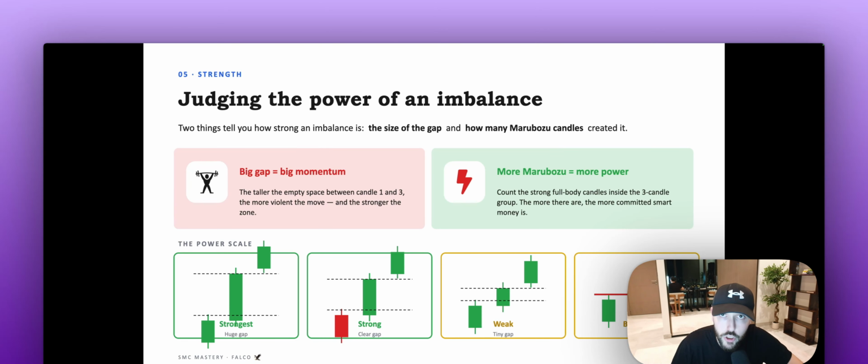Now, we also need to judge the power of our imbalance. Why? Because the bigger the gap, the more power there is in it, the bigger the momentum, and the more interesting it will be. So as a trader, you need to understand we're going to focus on strongest and strong. We're going to leave weak and balance. We want to target huge gaps, and if not, we want to target at least clear gaps. We're going to leave tiny gaps and no gaps for now, as this is a beginner course. So this is what it looks like. And today we're going to focus on the strongest, the huge gaps, so you're able to understand how it works.